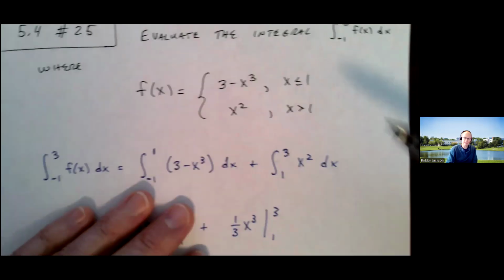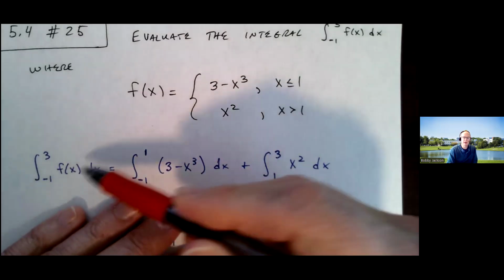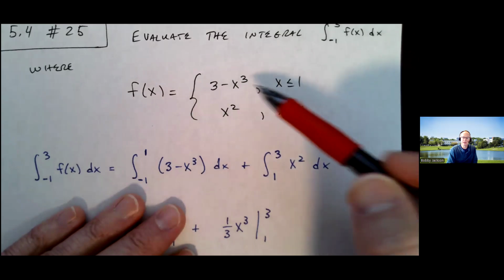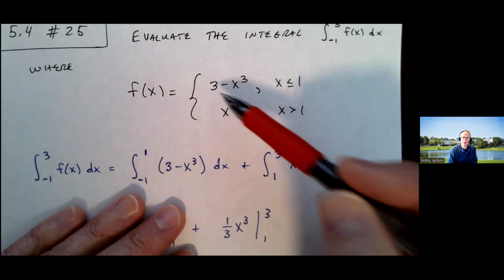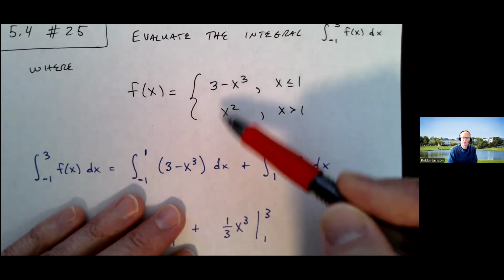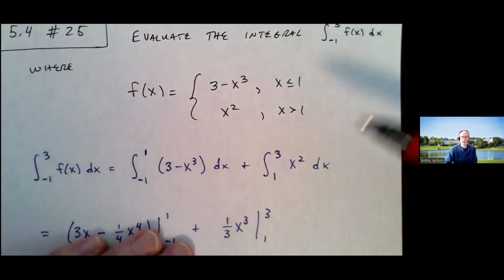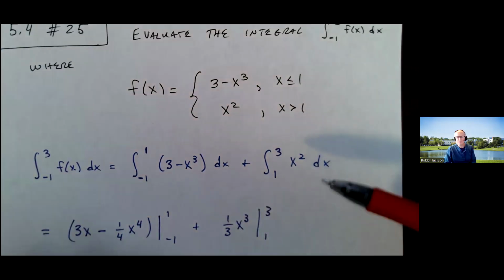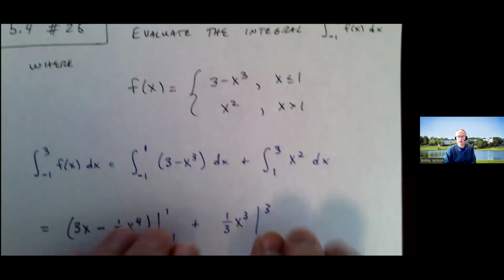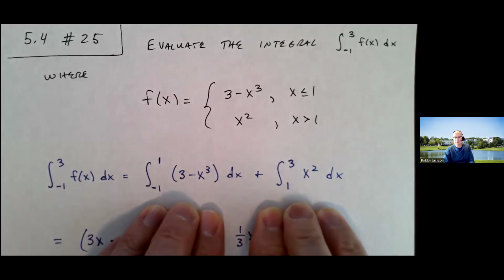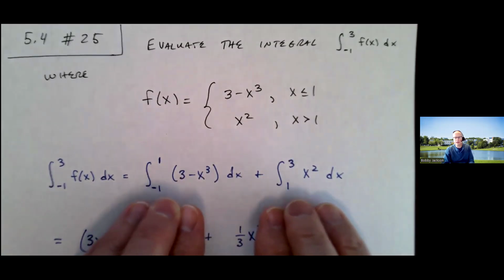So again, if I graph this function for values from -1 up to +1, then the graph is the function 3 minus x cubed. For values greater than 1, the graph is the parabola x squared. So that's how we can do that. Don't have to graph the function. You might want to visualize what's going on, but now we just do the fundamental theorem of calculus part 1 on each one of these.